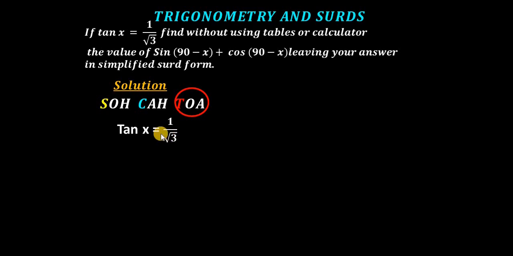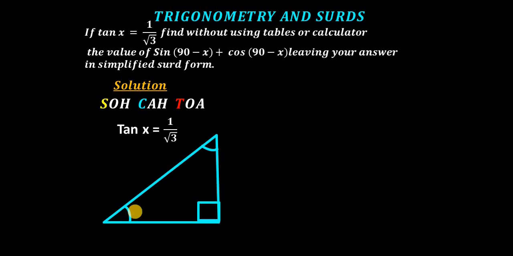So for our ratio, let's consider a right angled triangle, such that if we let this angle here be x, then according to tan x, which is opposite over adjacent, with respect to angle x here, the opposite side is this, which should be 1, and adjacent is this side, which is root 3.